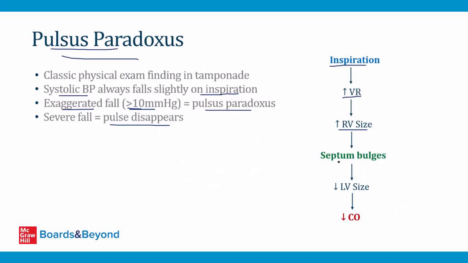And so I've summarized these findings here. The septum bulges from the right side into the left side in patients who have tamponade. This shrinks the size of the left ventricular cavity. It fills with less blood and pumps less blood out, and therefore the cardiac output falls, and so does the blood pressure. And so this finding, a fall in blood pressure of more than 10 millimeters on inspiration, is called pulsus paradoxus, a classic physical exam finding of pericardial tamponade.